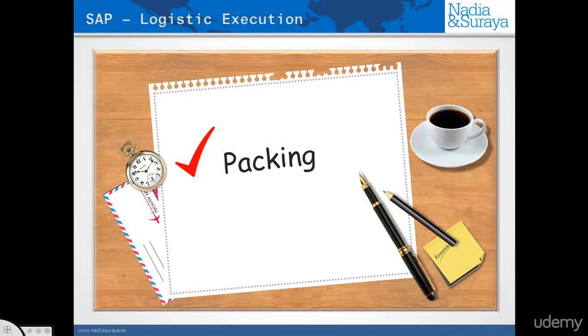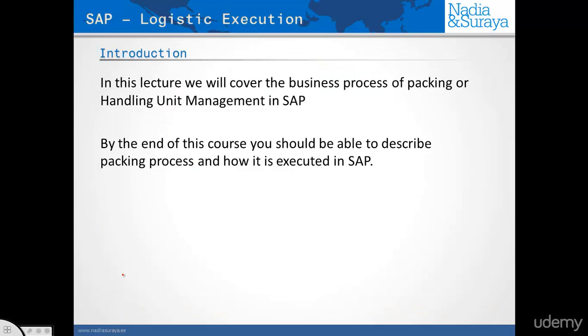In this lecture, we'll have a look at the business process of packing and how it's done in SAP. In SAP, the packing process is commonly known as the handling unit management. By the end of this course, you should be able to describe how the packing is done, why you would do packing, and how we would do it in SAP.